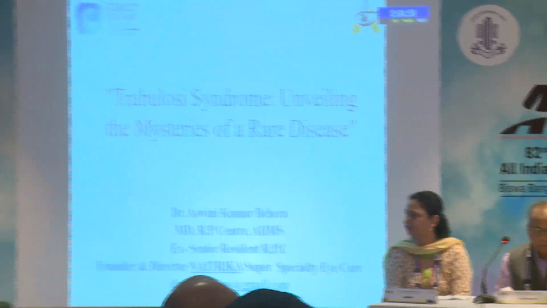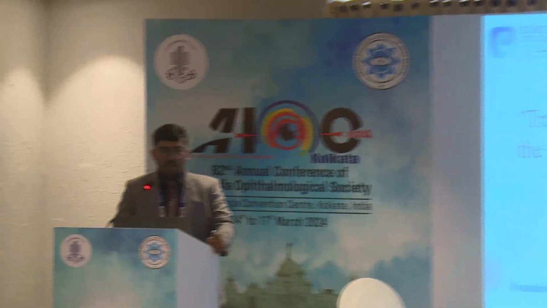Fine, good morning to one and all and respected teachers on the dais. I will present on a very rare disease known as Trabelosi syndrome, which I encountered. A 39-year-old male presented with the chief complaint of diminution of vision in the right eye, low vision for the last few years, and outward deviation. This is the main complaint. The patient's social status was very poor. The patient came from Jammu and Kashmir. This is the initial photo.